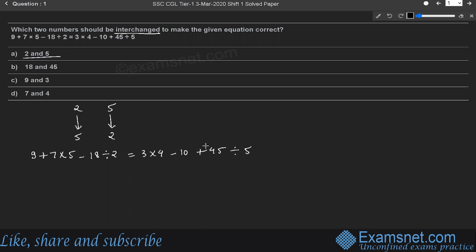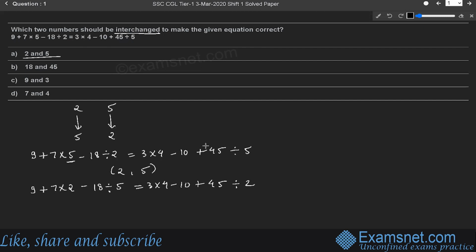Considering first option, that is 2 and 5. It means we have to write 5 in place of 2 and 2 in place of 5. Okay. So interchanging the values, equation will be 9 plus 7 into 5. In the place of 5, we have to write 2. Minus 18 divided by 2. In the place of 2, we have to write 5. It is equals to 3 into 4 minus 10 plus 45 divided by 5. But in the place of 5, we have to write 2. Now, we have interchanged the values. That is, we have written 5 in place of 2 and 2 in place of 5.